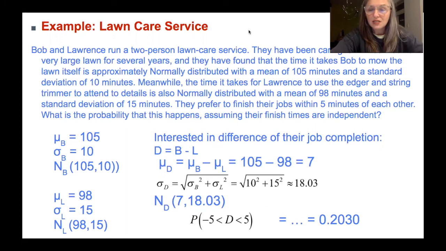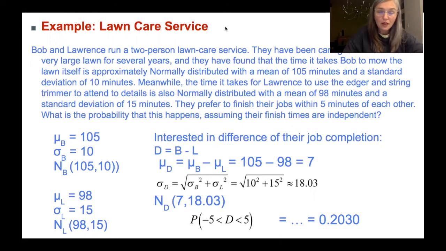Meanwhile, the time it takes for Lawrence to use the edger and string trimmer to attend to details is also normally distributed with a mean of 98 minutes and a standard deviation of 15 minutes. They prefer to finish their jobs within 5 minutes of each other. What's the probability that this is going to happen? And assume that their finish times are independent.